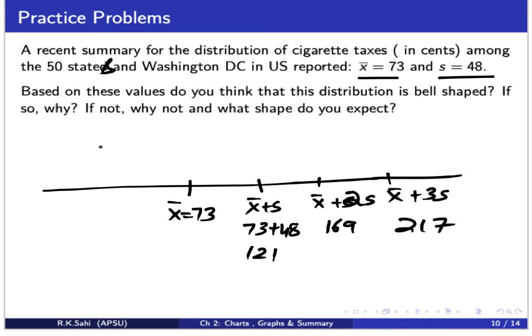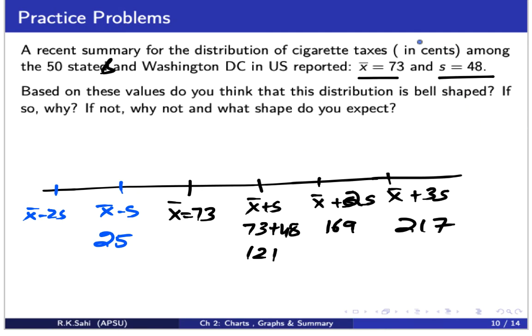So let's go to the left-hand side. x bar minus s, that is 1 standard deviation, we get 25. Now when we go 2 standard deviations, x bar minus 2s, what's going to happen? Let's do that. Can we get a negative number? Standard deviation, remember, is a distance. It can never be negative.